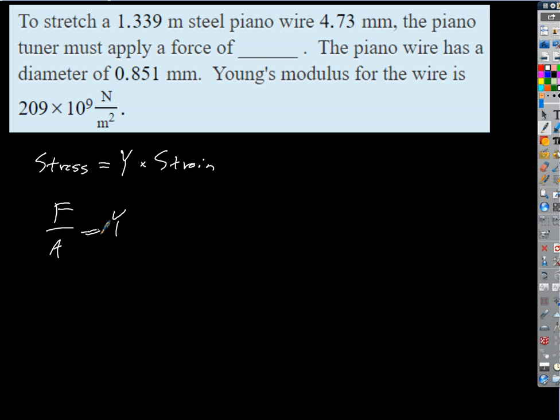And strain is always going to be unitless. Strain is going to be, in this case, stretch divided by original length, right? The amount that the length has changed divided by the original length. So we'll call that delta L over L, right?